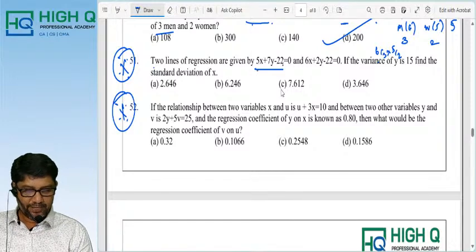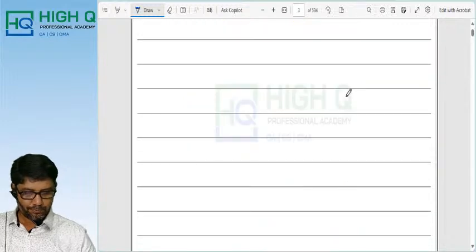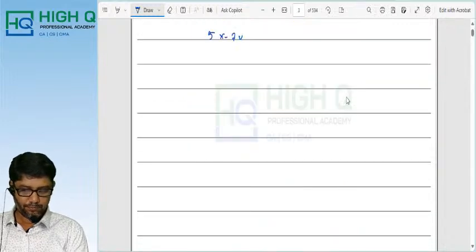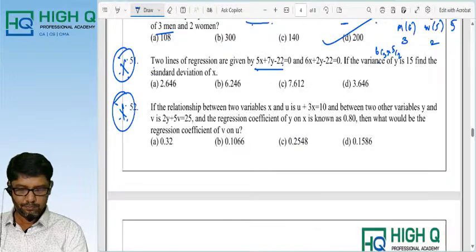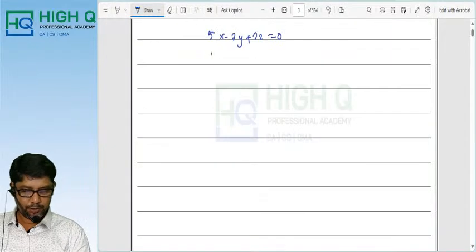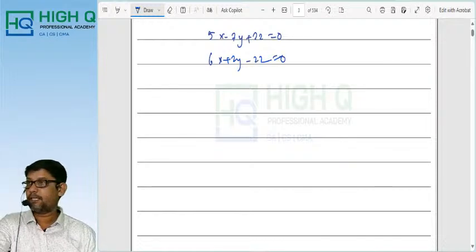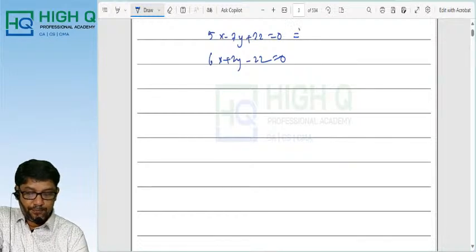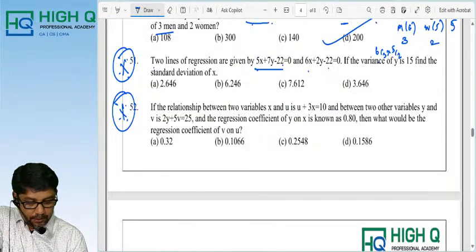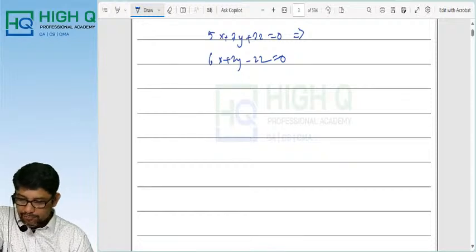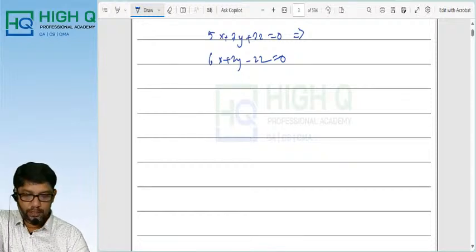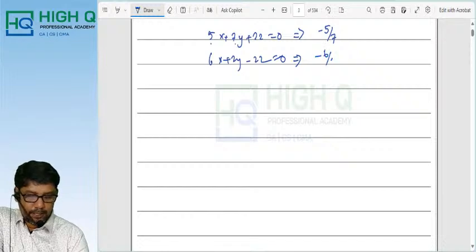So 5x plus 7y minus 22. Six x plus 2y minus 22. Now look at this. All of you please listen here. First you find the slope of both the equations. What is it? 5x plus 7y. What is it, my dear? Minus 5 by 7. What is it? Minus 6 by 2, which is equal to minus 3.